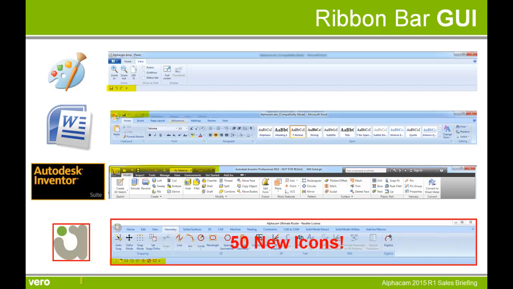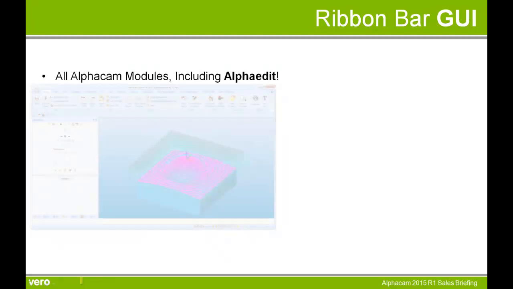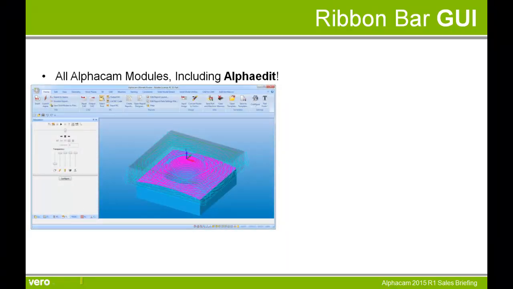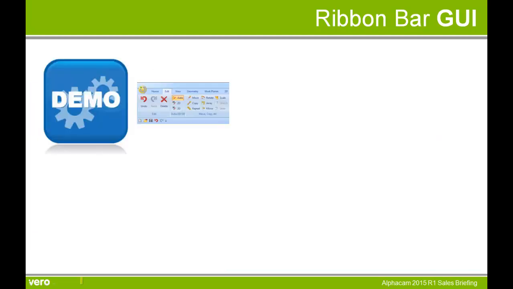We have 50 new icons in Alphacam because we no longer have menus, we now have ribbons. All Alphacam modules have the new ribbon GUI, including AlphaEdit. Let's now have a demonstration of the new ribbon bar GUI.